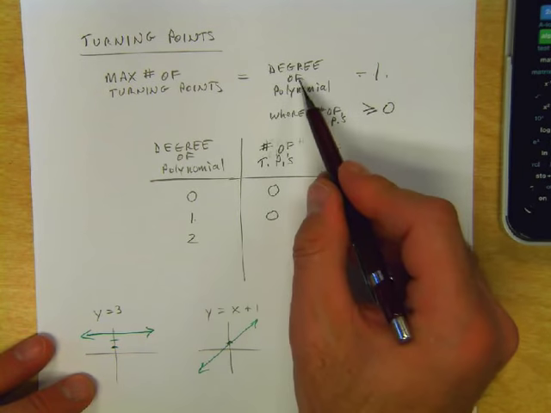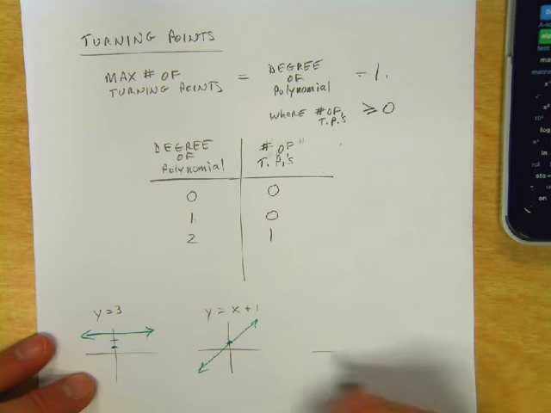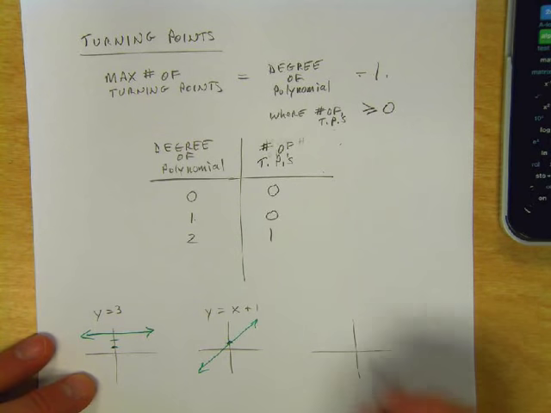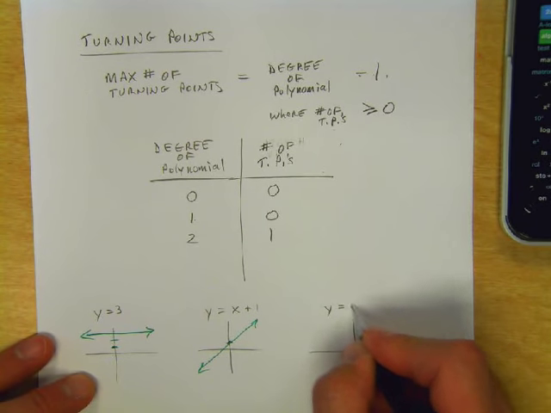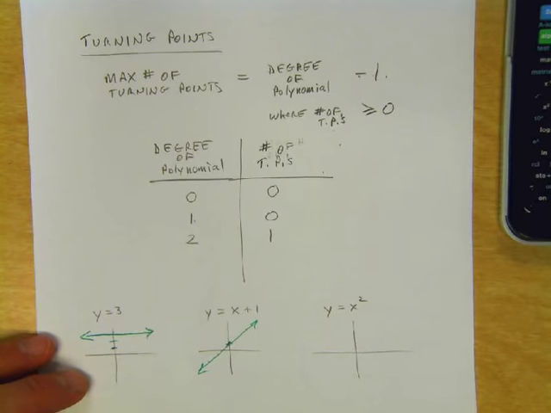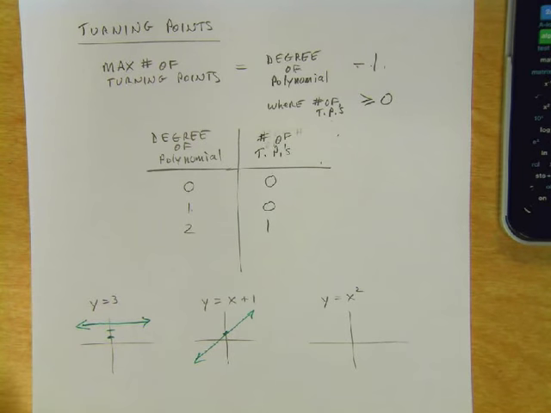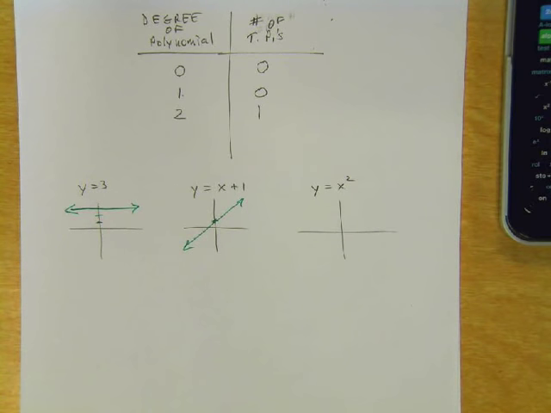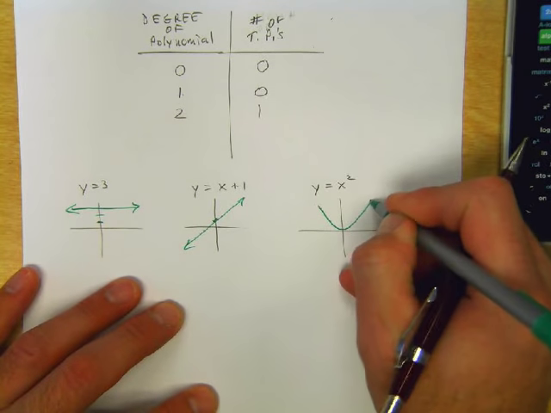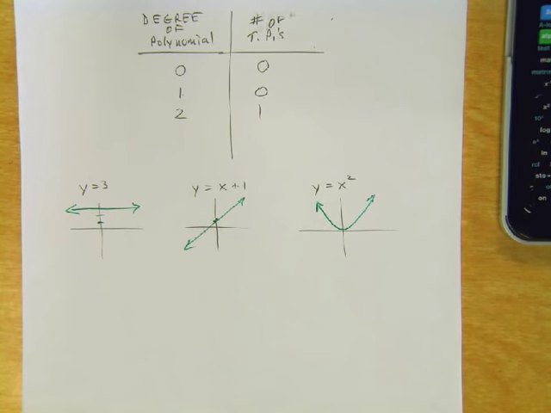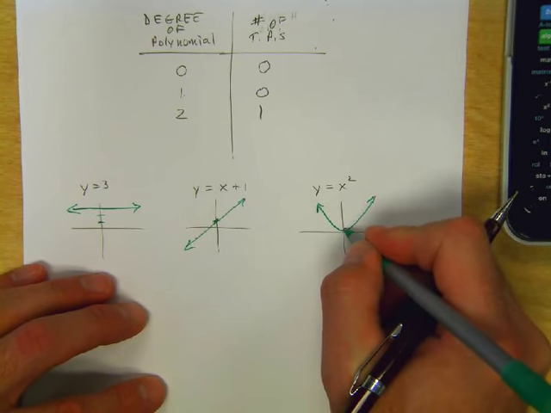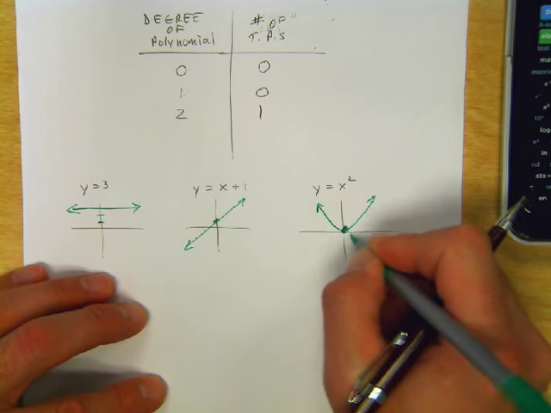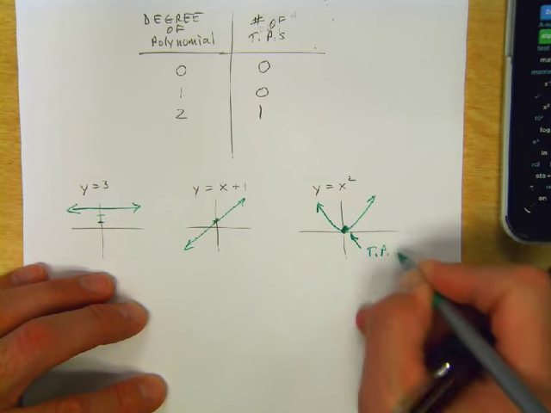How about degree of polynomial equals 2? Let's see, 2 minus 1 is 1. So y equals x squared. That's a second degree. Do you remember what those graph like? That's a quadratic equation. You did those in algebra. What do they look like? They're a parabola. They look like that. How many turning points? 1, and it's right there.